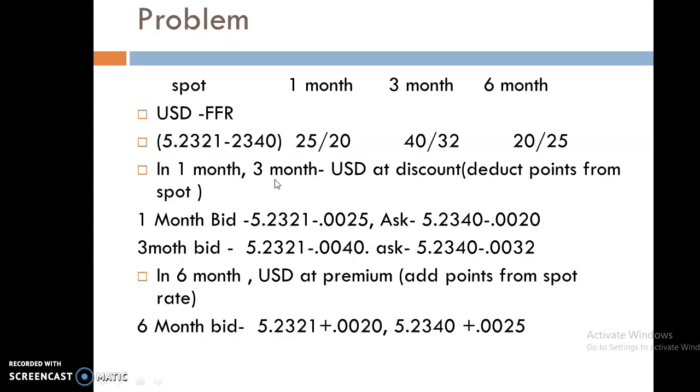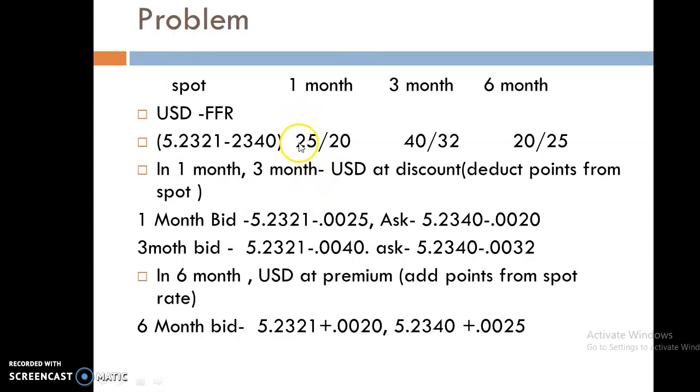Let's look into the 1 month bid rate. For the 1 month bid rate, this is given as 2.5. So instead of writing 2.5, what do you do? Just do the 4 decimal calculation, that's 0.0025. We will convert it like this. And this one you will convert like this, 0.0020. Because the spot rate is given in 4 decimals, this one also should be given in 4 decimals. So you are converting it.